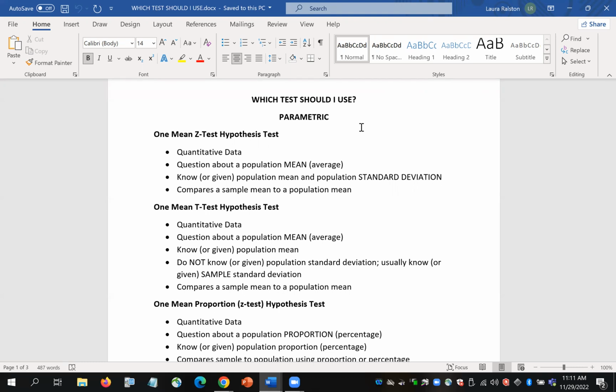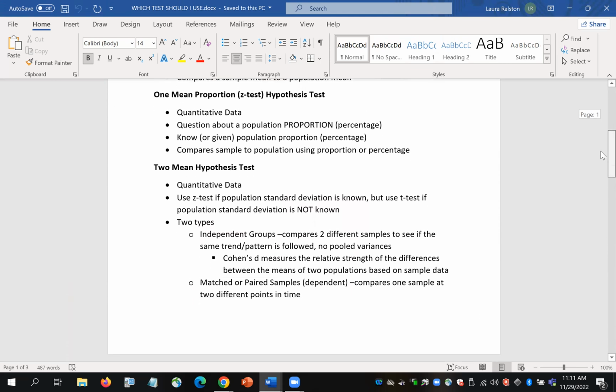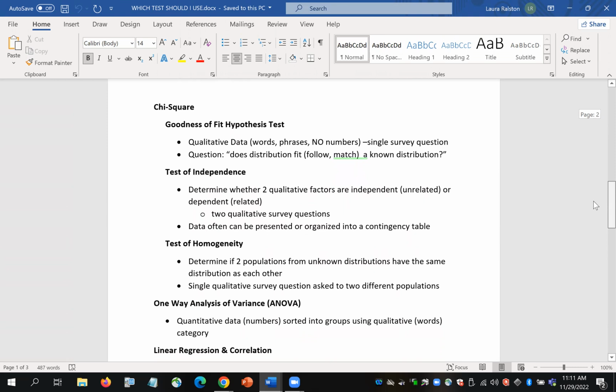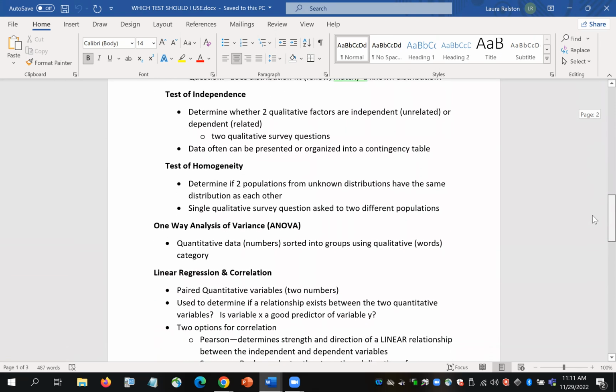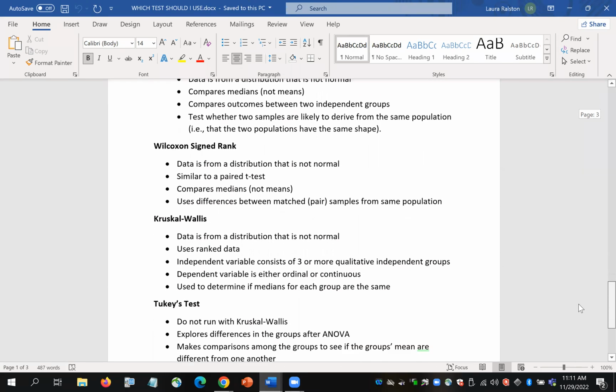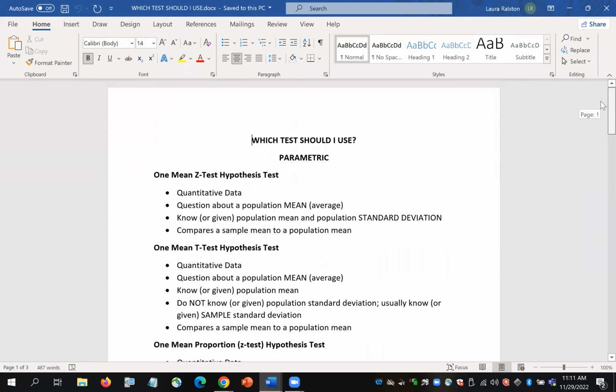And so this particular document, which again I posted several weeks back in the announcements, outlines for you when you use a specific type of distribution. It gives you both parametric and non-parametric. I will tell you that for the purposes of the final, our focus is on parametric, because again, as we've talked about throughout the semester, parametric tests are technically more powerful.